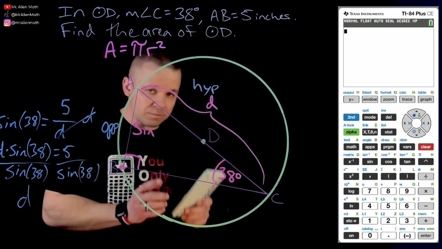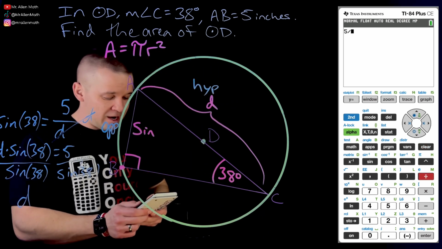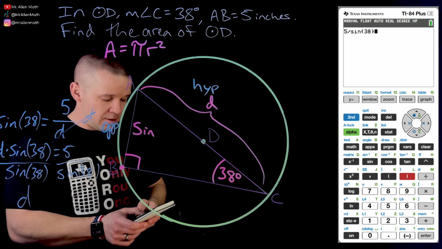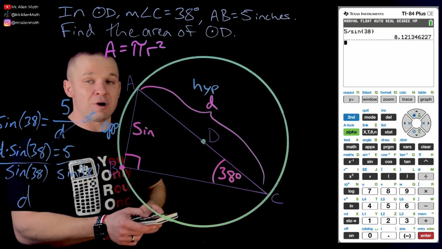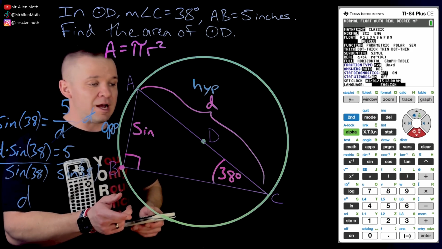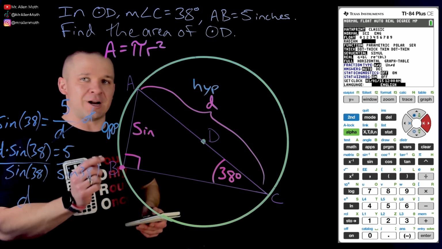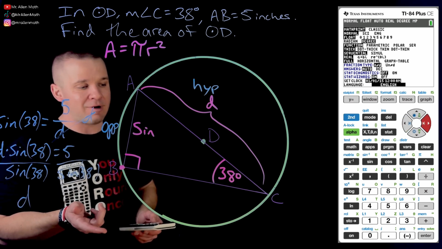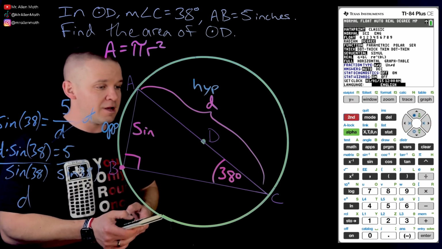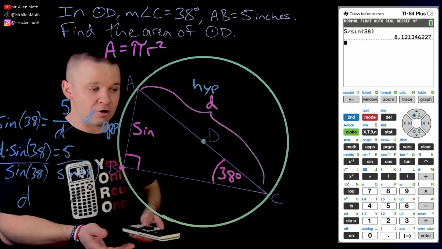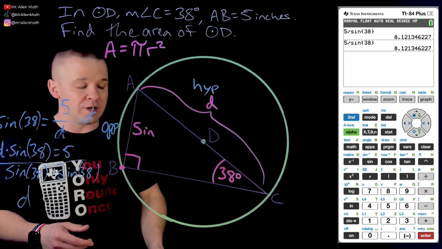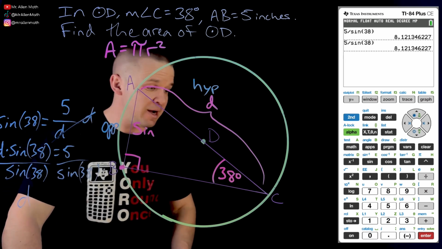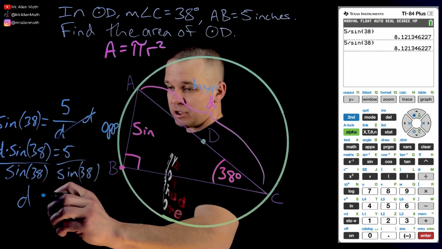So in the calculator, I'm going to do 5 divided by sine of 38. And you always want to double check that you are in the correct mode. So mode, notice how I am currently in degree mode. If you had a different answer than me, it's likely highlighted on radian right now. Just arrow over to degree, hit enter, hit second mode to quit back to your home screen. You can just hit enter and it will recalculate it. So that is my diameter, 8.12 and change.